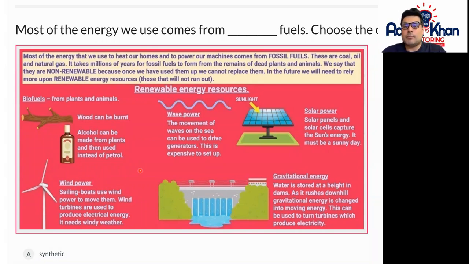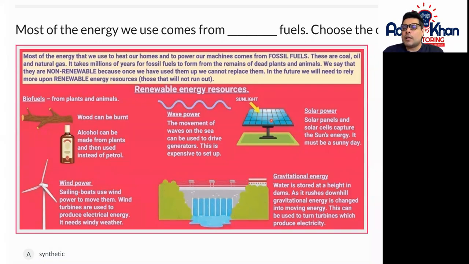Wave power, the movement of waves on the sea can be used to drive generators. This is expensive to set up, but it works well. So in the coastline, you could put big turbines there or motors. And when the wave crashes into those turbines, they rotate around as quickly as possible, and that creates energy.